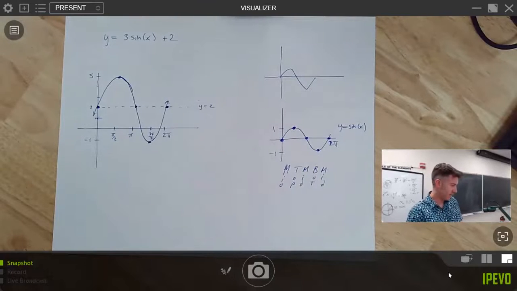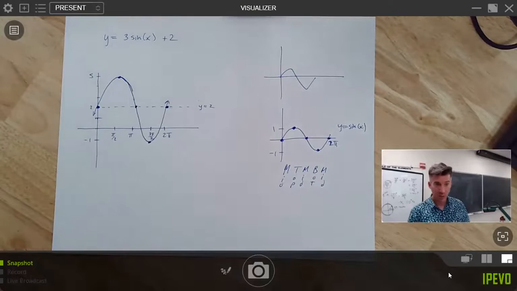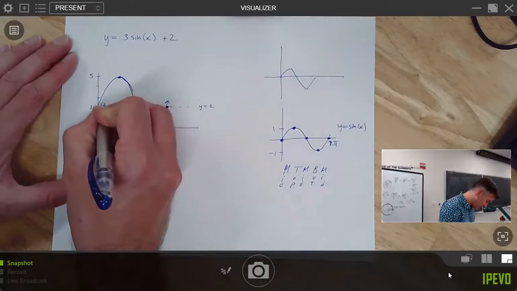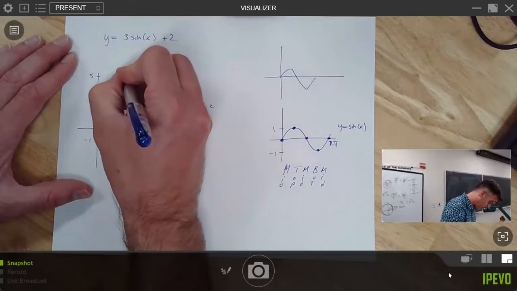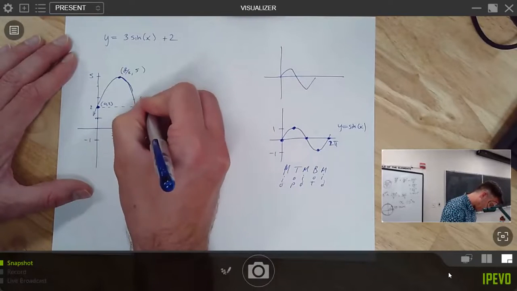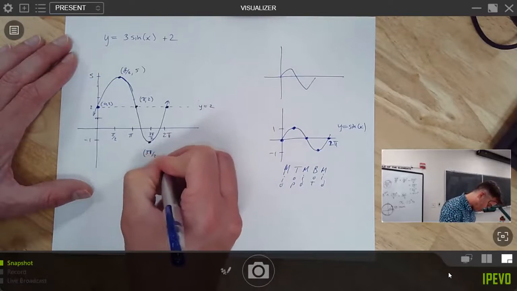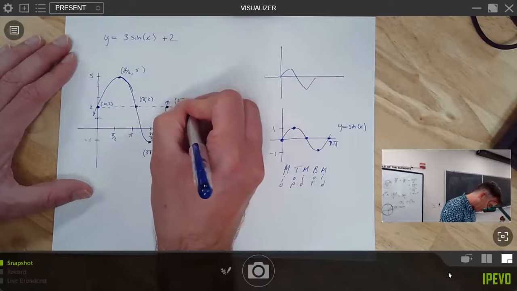There's my 3 sine of x plus 2. And I don't need you to label these points, but in case you're curious, this point is the point 0, 2. This is the point pi over 2, 5. This is the point pi, 2. This is the point 3 pi over 2, -1. And this is the point 2 pi, 2.